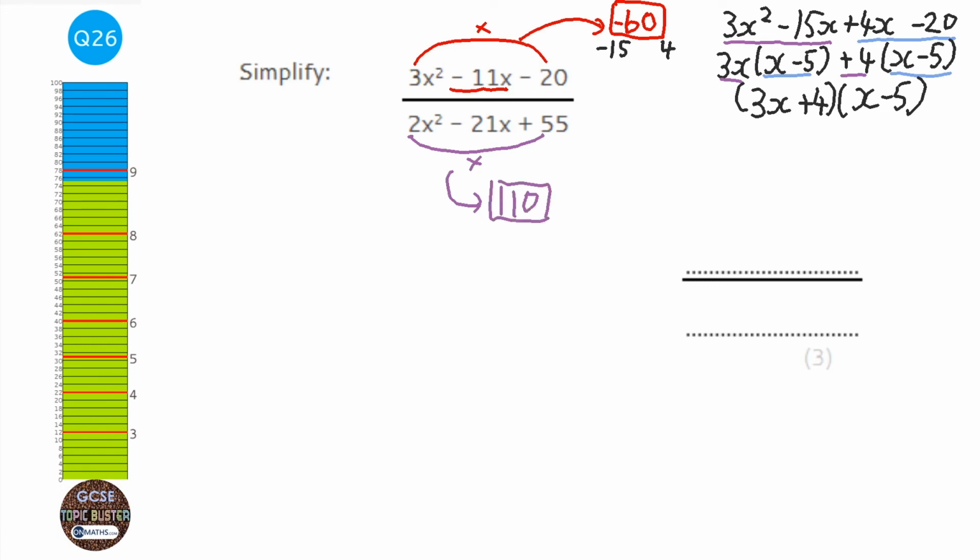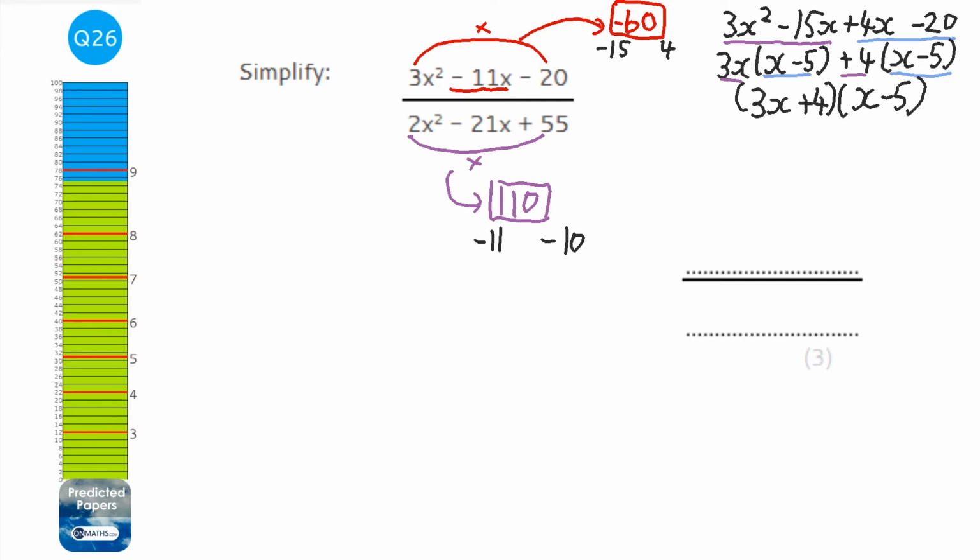Now, we need two numbers that multiply together to make 110 and add together to make minus 21. So we know both of the numbers will be negative. And to be honest, when they use numbers as high as 110, chances are it's just going to be 10 and something. So this will be minus 11 and minus 10. They try not to be too mean with it.